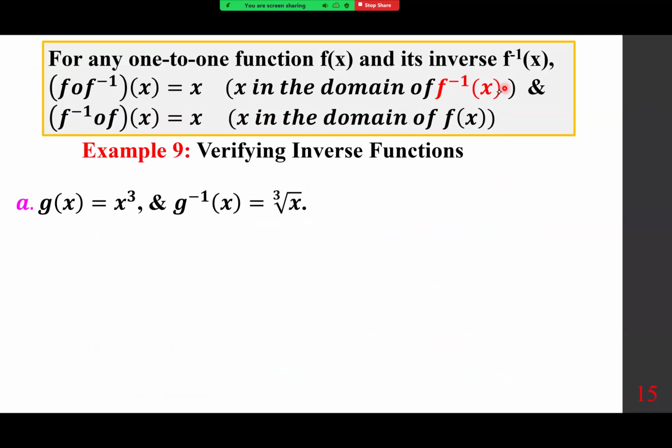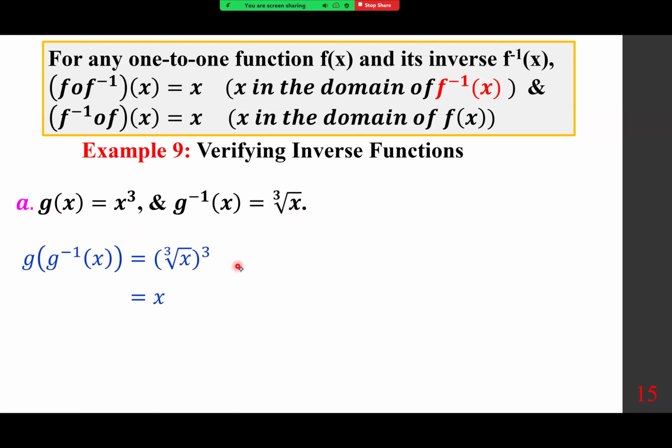We know this, we've already mentioned that for every function that is one-to-one, f of f inverse and f inverse of f must be the same, equal to x. We want to verify that these are inverse functions, where g of x is x cubed, and g inverse is cube root of x. To prove that, we look at their composite function. So if I look at g of g inverse, so instead of x, you're going to put cube root of x. Clearly, when you raise this to the third power, you get x. And that's a proof and you're done.